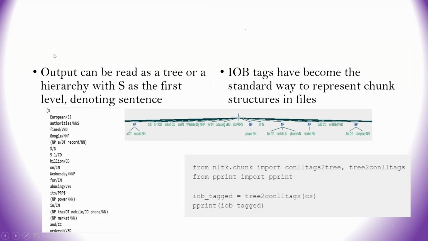So in the previous example paragraph, the output can be read as a tree, a hierarchical tree with S as the first level, denoting the sentence. If you look at the parse tree, it looks like this. The tree is going to have a root as S. S denotes the given sentence, and it's going to be divided into multiple subtrees, where each subtree is going to have a single word in it.